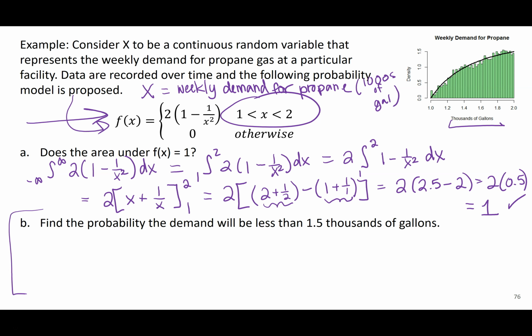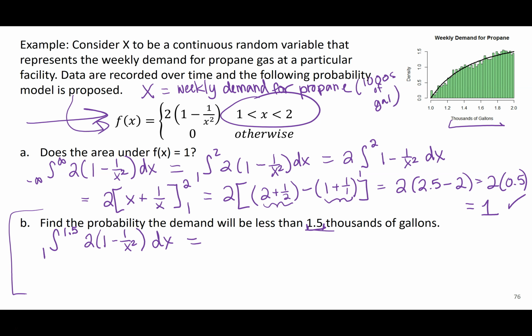So then a follow-up question would be to find the probability the demand will be less than 1.5 thousandths of gallons. So like 1,500 gallons, basically. So what it's asking for is, our lower bound is 1, and our upper bound, we want to go up to 1.5. 2 times 1 minus x squared dx.